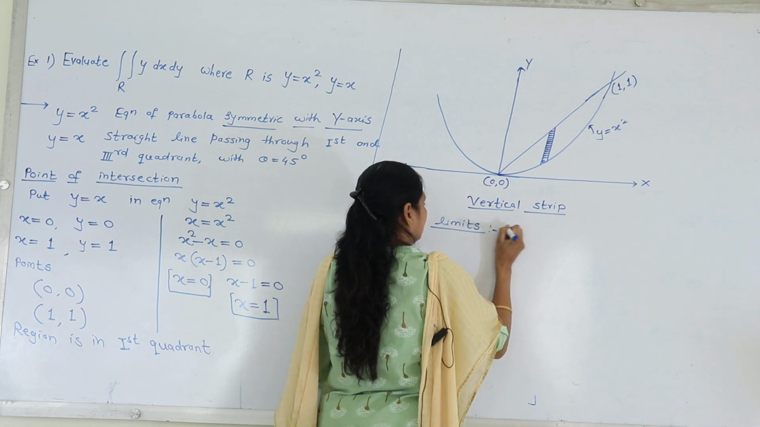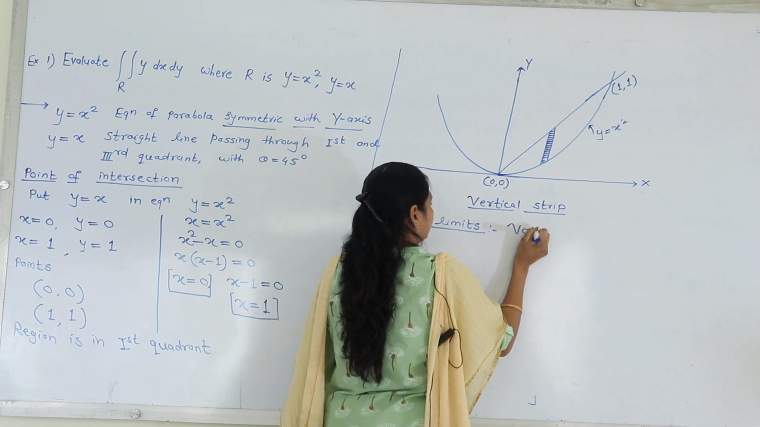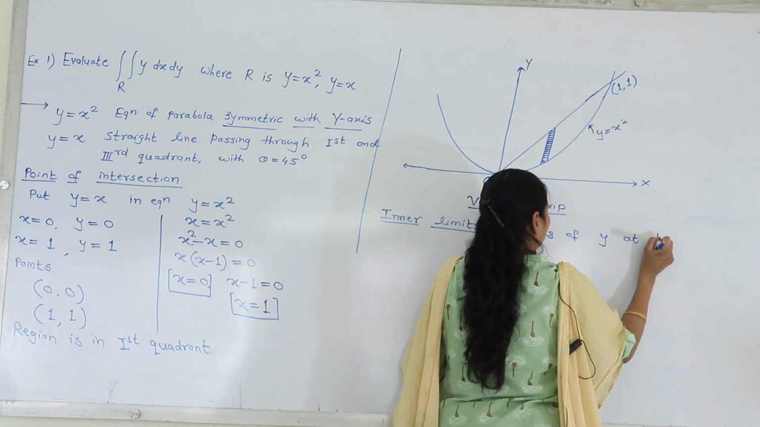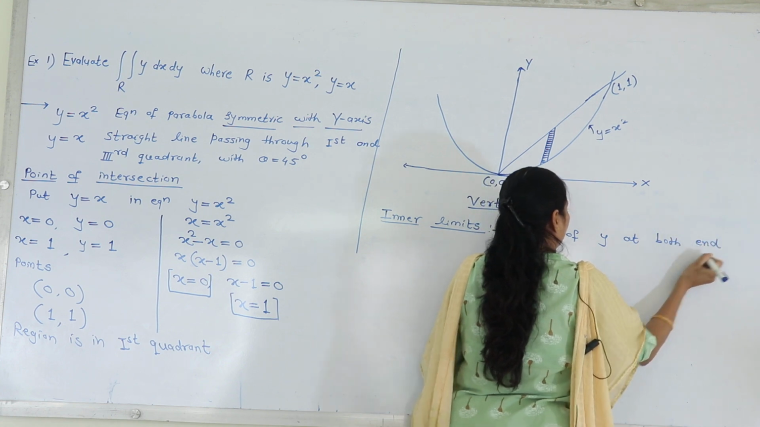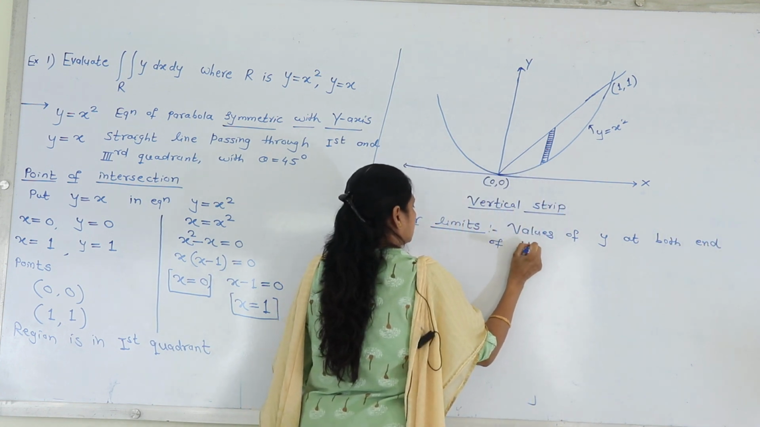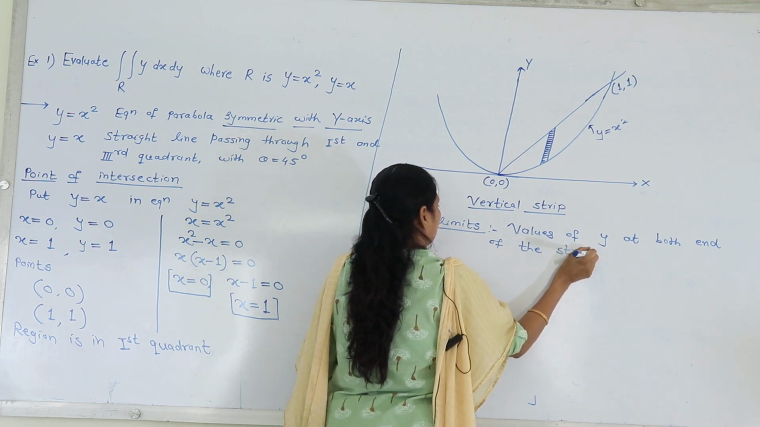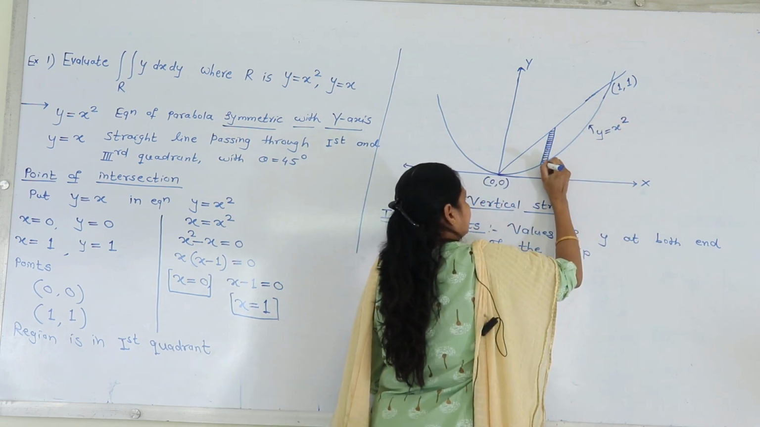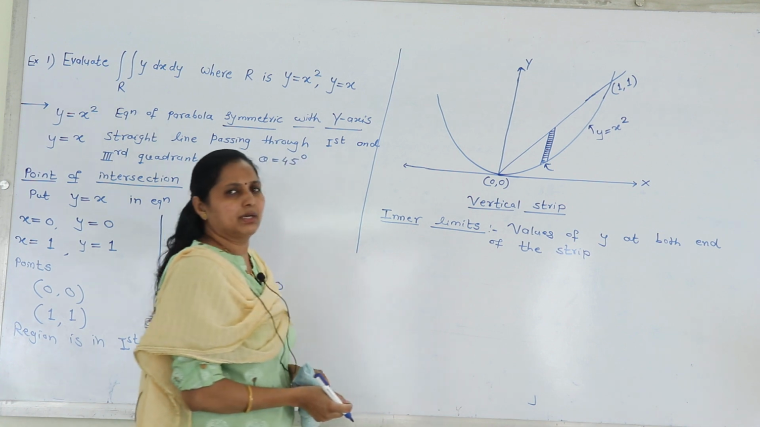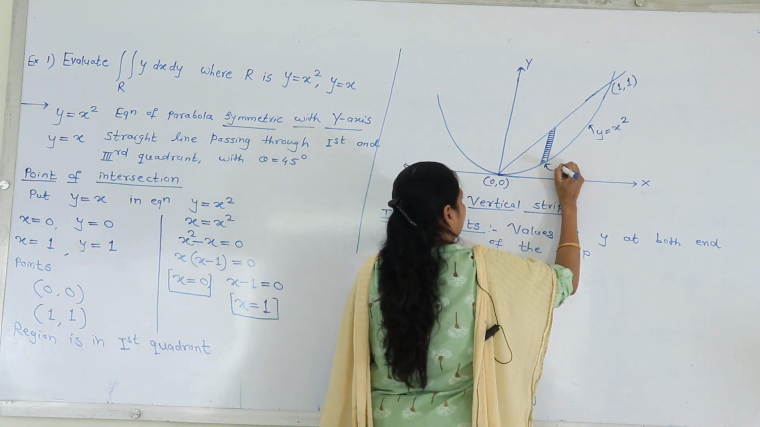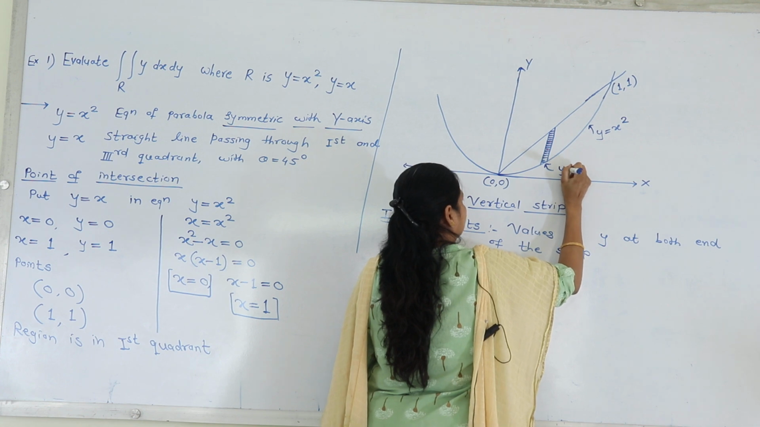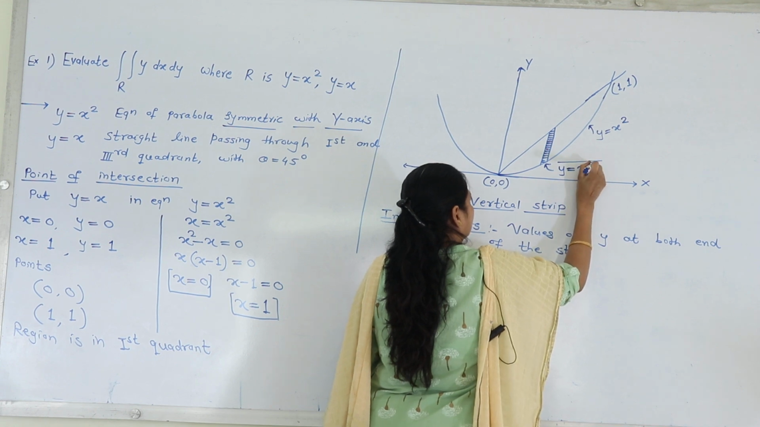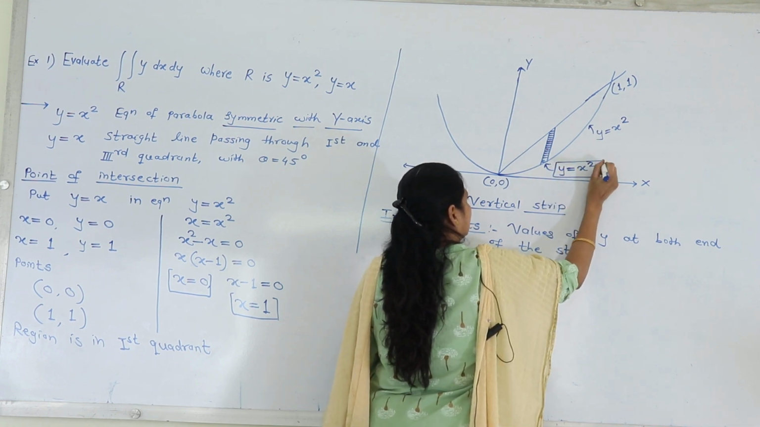At both ends of the strip, values of y at both ends of the strip. Just remember this. First end of the strip means the lower end of the strip. The lower end is on the parabola, and on the parabola the value of y is x square. So x square is the lower limit, because it is the lower end of the strip.